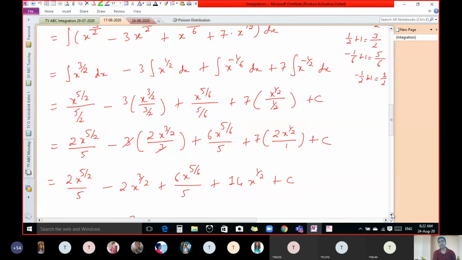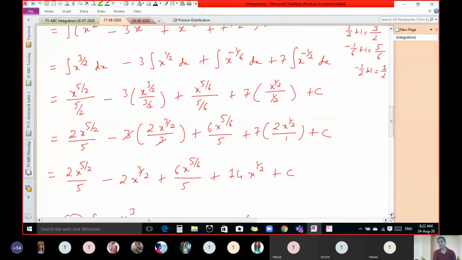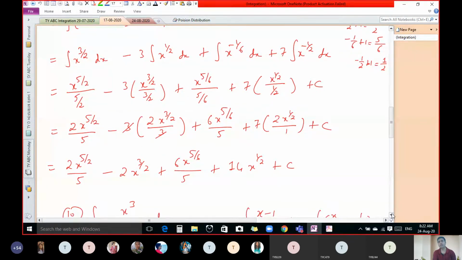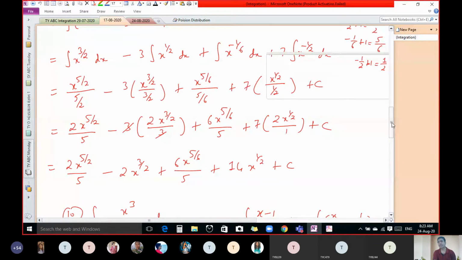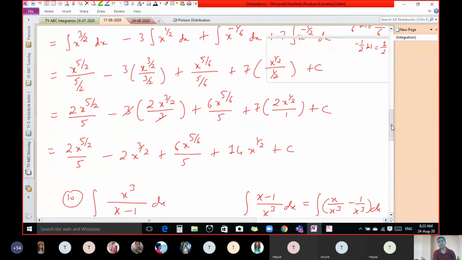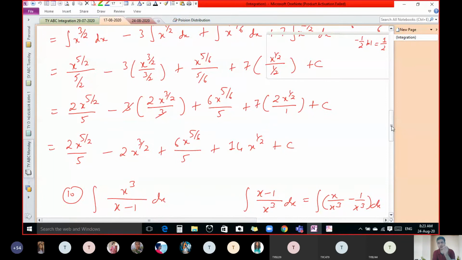See why this chapter looks difficult for the majority of students: because they are not good in mathematics. They don't know this simple mathematics like minus 1 by 6 plus 1. And if they don't know this simple mathematics, then what will happen? They are not able to get the correct answer. So be careful here. You are required to learn this simple mathematics also.